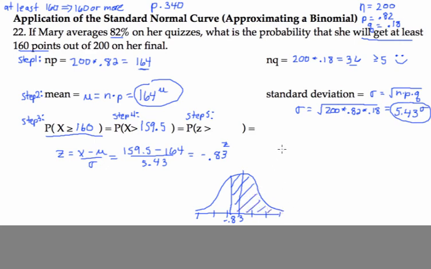So then I go to my z-score table, and I look up the z-score for negative 0.83, and I find that the probability that we're to the left of that from my table is 0.2033. So the probability of being to the left of that z-score is about 20%. But I don't want the left, I want the right. So I'm going to do 1 minus. It's about a 79 to 80% chance that she's going to get at least 160 points out of 200 on her final.